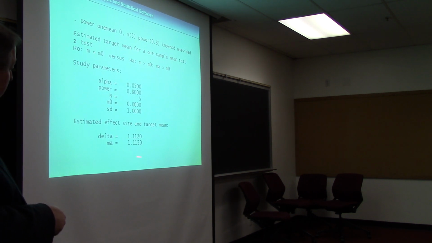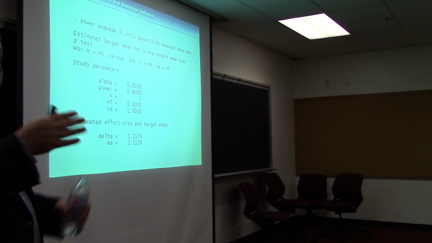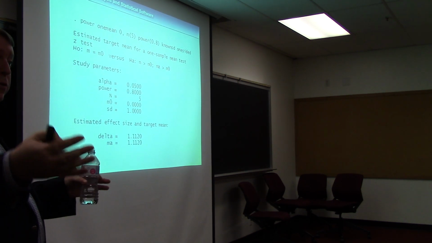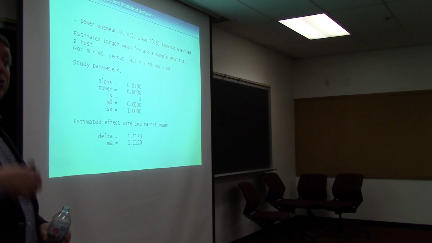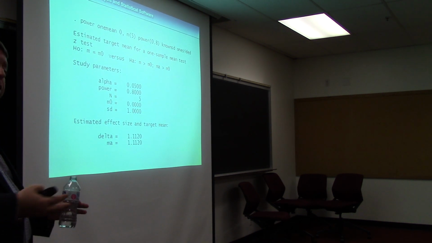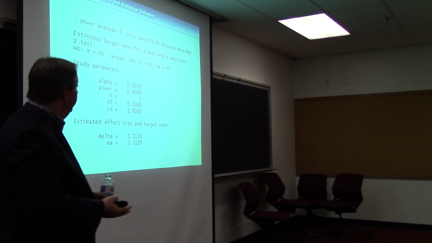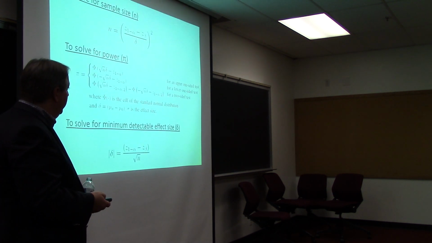So that means the mean under the alternative needs to be 1.11. The reason these are equal is because I used a mean of 0, so the effect size and the mean under the alternative are the same number. But if the mean under the null was 2, then this delta right here would be 1.11, and the mean under the alternative would be 3.11. They wouldn't be equal. They're just equal because the mean under the null is 0. Okay? So any questions about that?